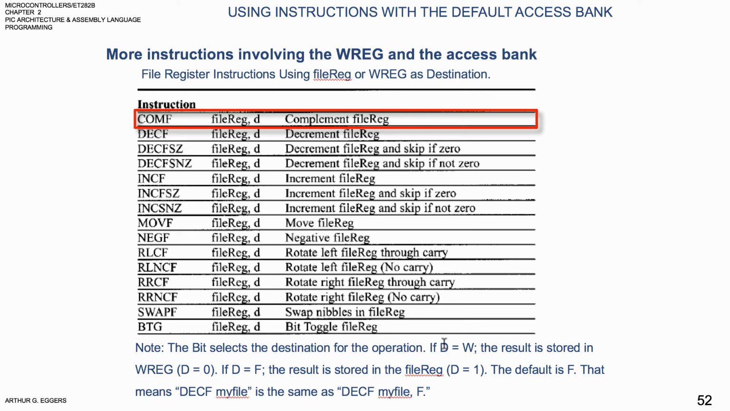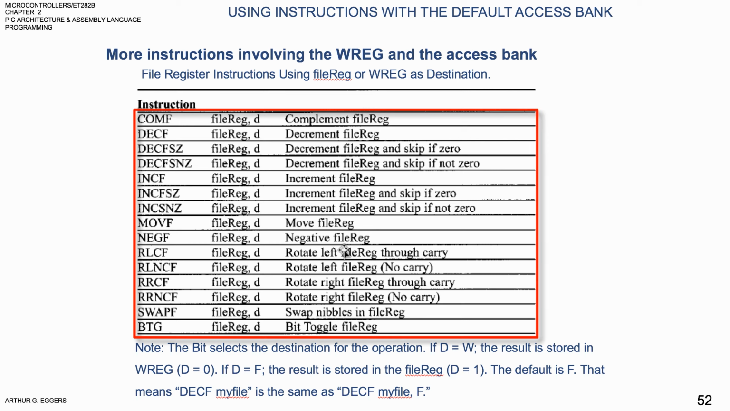If we look at the comf command, file register D switch, it ends up complementing the register file. These are just quick commands that allow you to manipulate the data very quickly. So we've got complement, decrement, increment, moving the file, which we've already seen, the move F. That looks a little different from what we saw earlier where we had the move WF. In this case, we've got a move F, and it has a different set of characteristics associated with it. Rotate, rotate left, rotate right, swap, and bit toggle.